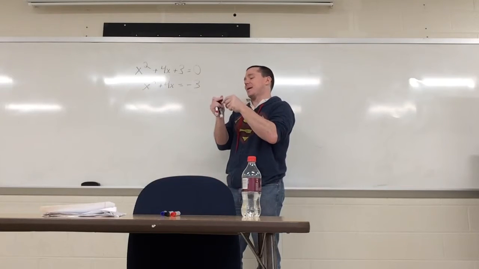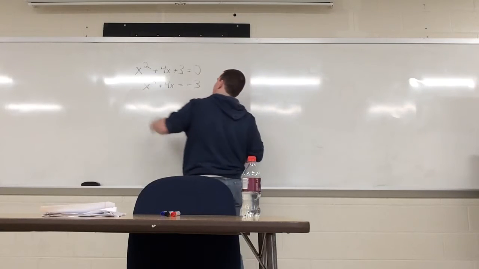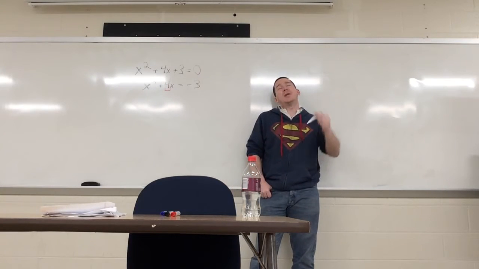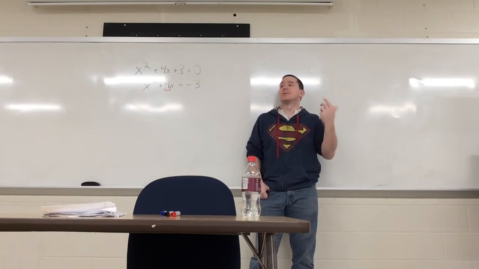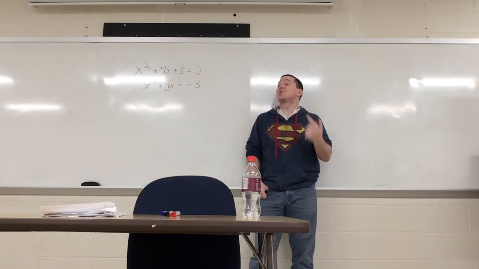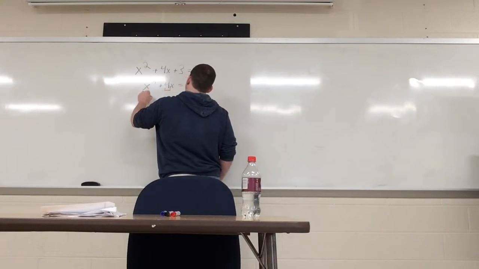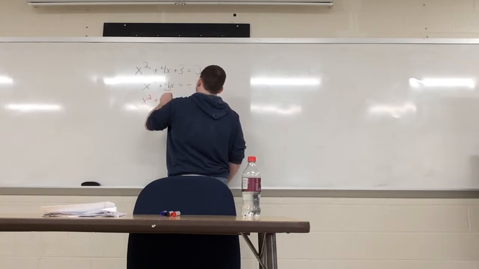Now you get to the fun math part. Look at the linear term. Coefficient is 4. You take half of that. What's half of 4? 2. Then you square that. What's 2 squared? 4. Add that. So you get x squared plus 4x plus 4.